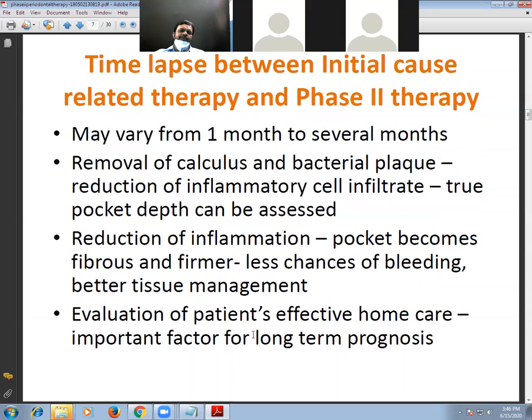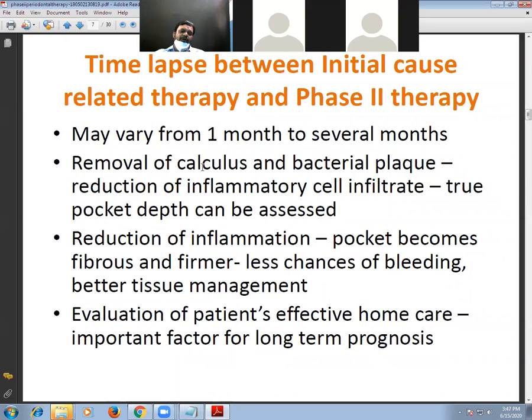Then what is the time lapse between your initial phase, that is phase 1 therapy, and phase 2 therapy? Whenever you perform phase 1 therapy, there should be a time gap between these two therapies. The time may vary from 1 month to several months, depending on the clinical signs and symptoms of the patient, whether the case is mild gingivitis, mild periodontitis, moderate periodontitis, or severe periodontitis. Depending on these clinical features, the time lapse between your initial therapy and phase 2 therapy should be considered. It may take 1 month up to several months.